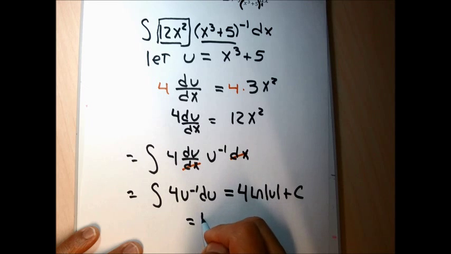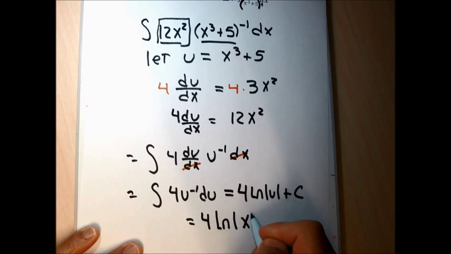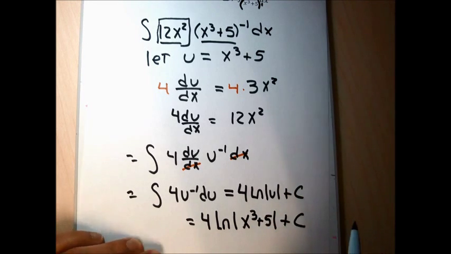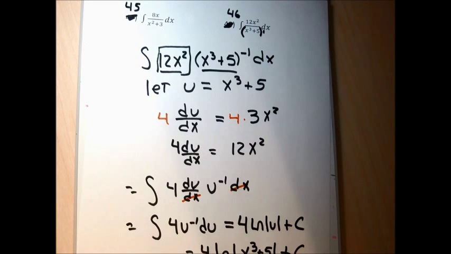And I'm going to change this to 4 times the natural log of the absolute value of x cubed plus 5 plus c. So it's nothing new in this section other than when you get a negative 1 exponent, you get a natural log. And that's almost easier than adding 1 to the exponent and dividing by the new exponent. All right, 2 more problems.